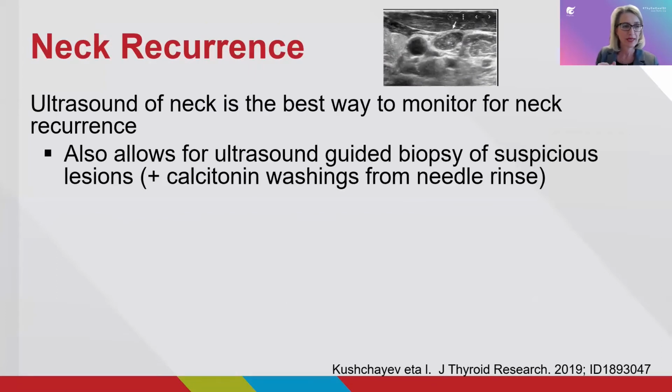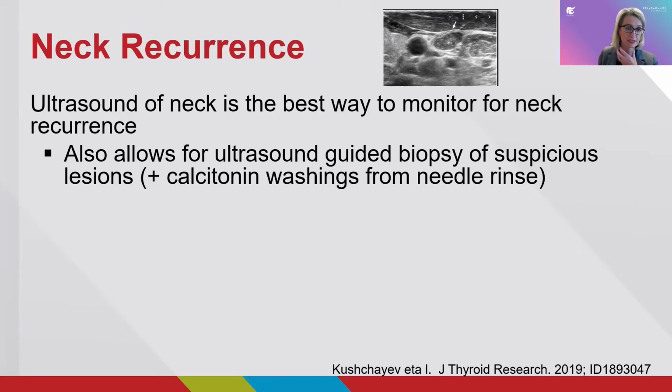So the best way to monitor for neck recurrence is ultrasound. Ultrasound has no radiation exposure. It gives us great three-dimensional looks at structures in the neck. It can be done bedside and you can see it in real time. And it allows us to look for little things like calcification or fluid or other abnormal features of lymph nodes in the neck. And so that is what we mainly screen with when we're looking for recurrence.